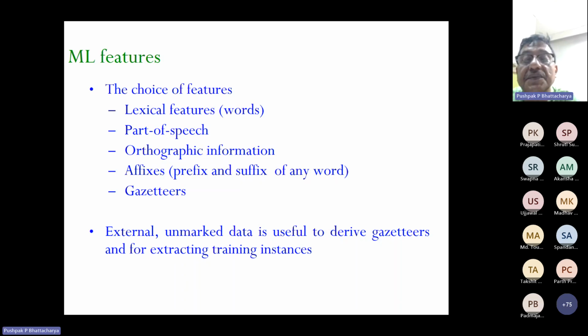External unmarked data is useful to derive gazetteers and for extracting training instances. So I mentioned gazetteers and their importance in named entity recognition. Gazetteers come as RAG these days, retrieval augmented generation, in deep learning models. Okay, and the RAG deep learning combination is very effective for named entity recognition.